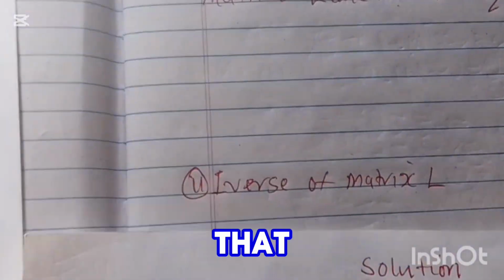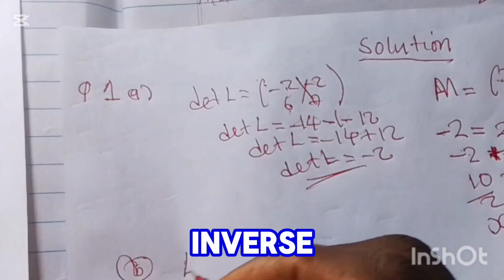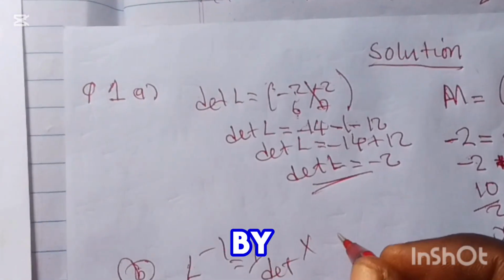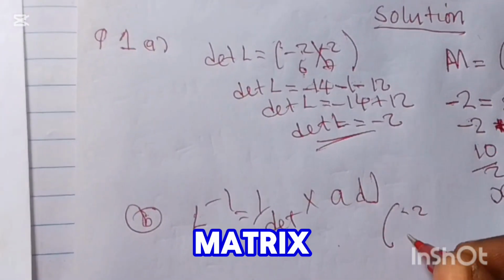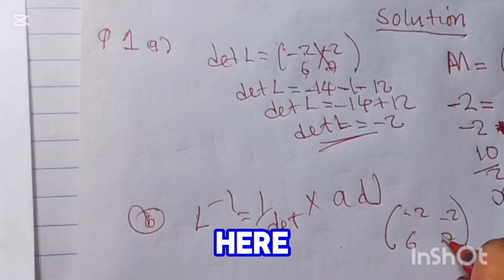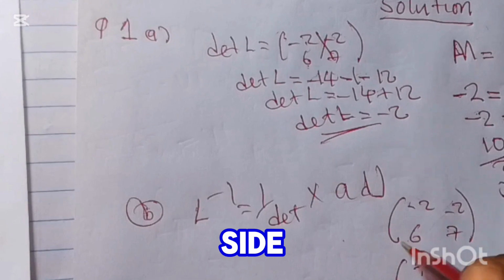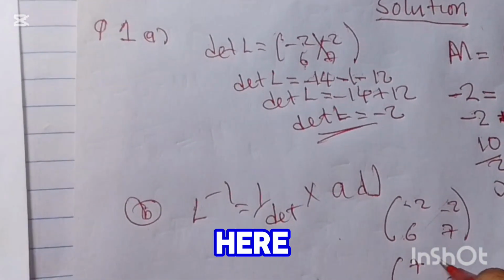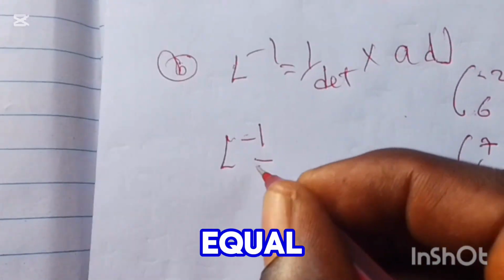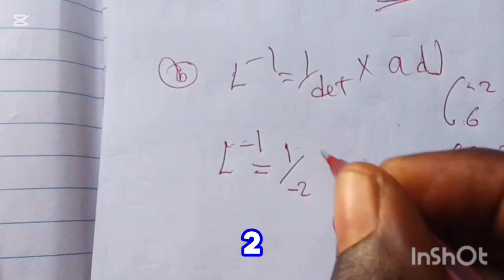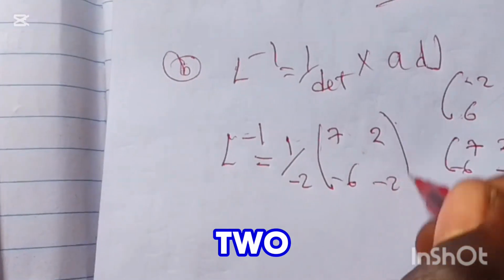Question number 1b. They say find the inverse of matrix L. The formula for the inverse is 1 over the determinant multiplied by the adjoint. The first thing we need to do is rearrange this matrix. The number at the bottom goes to the top, so we have 7, and then -2, and on this other diagonal the numbers change sign. So here we are going to have positive 2 and -6. So the inverse of L is equal to 1 over the determinant, which is -2, open bracket, 7, 2, -6, -2.